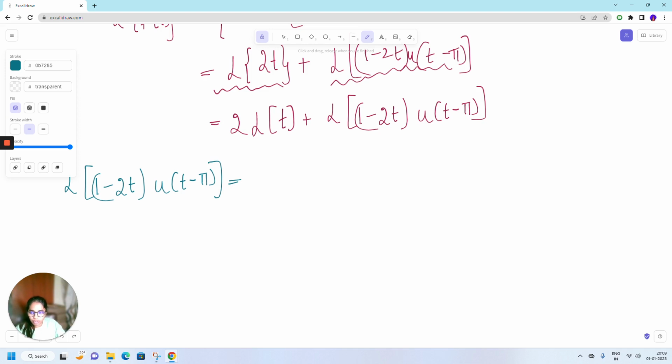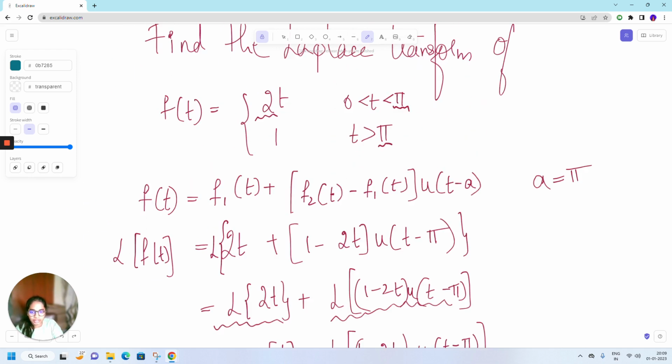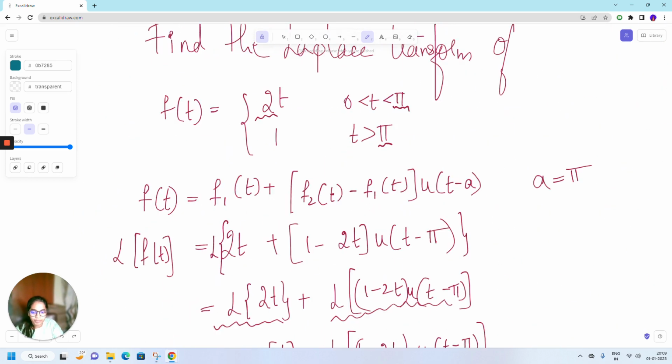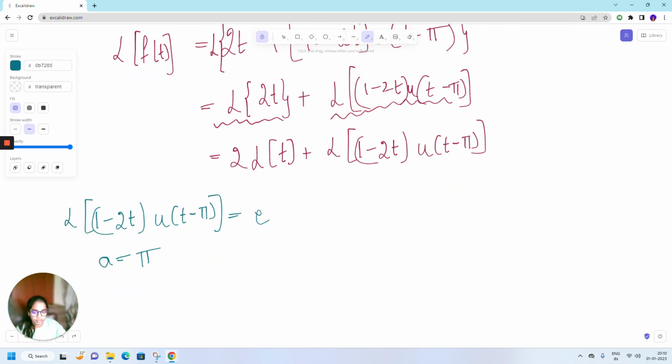What do you have in place of a here? In place of a, I have pi. So what is the formula? That was e power minus as. In place of a, I'll substitute pi. First let me write down the formula, that would be simpler. F of s is equal to e power minus pi s into f of s.